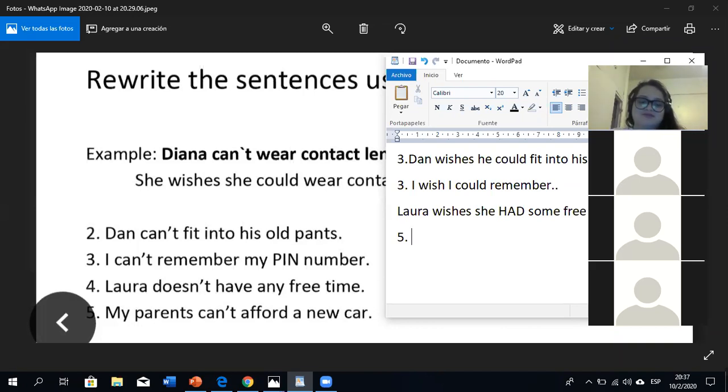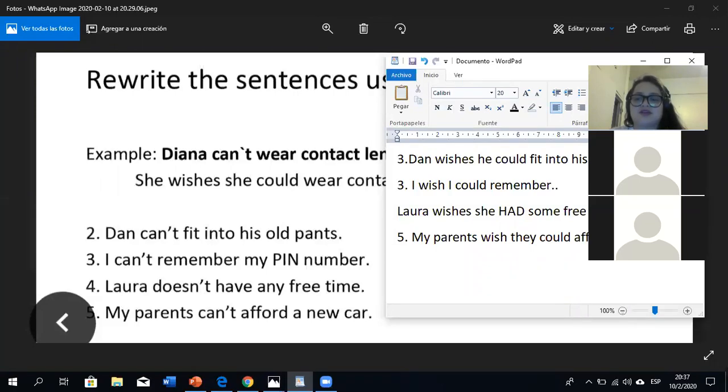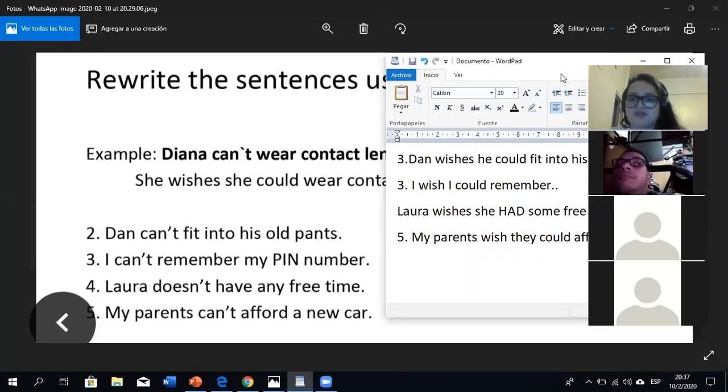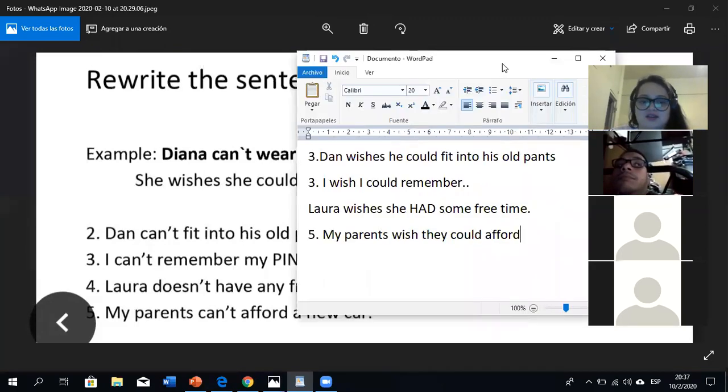Number 5. My parents wish they could afford a new car. Okay, does everybody have this? My parents wish they could afford a new car. Yes, so they wish they could afford.